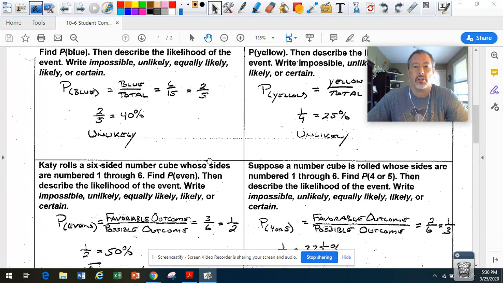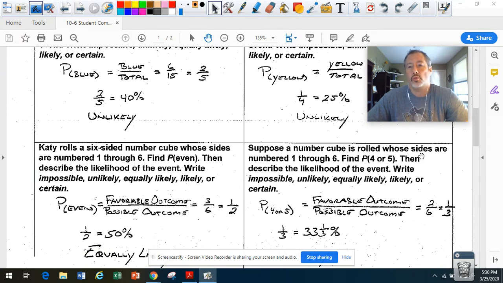Okay, let's go to the next one. Suppose a number cube is rolled whose sides are numbered 1 through 6. Find the probability of getting a 4 or a 5. So it doesn't matter which one. It could be either or there. Then describe the likelihood of the event.